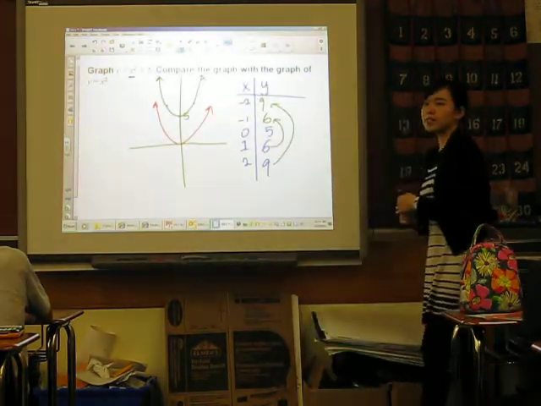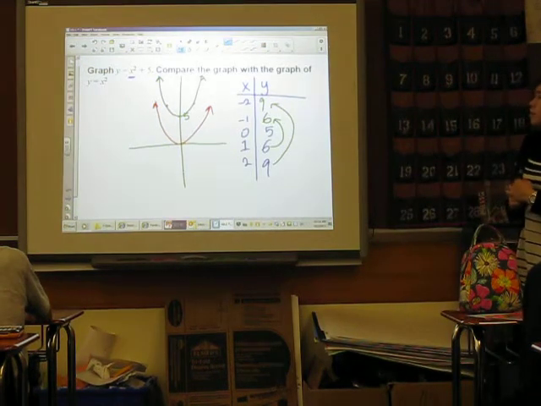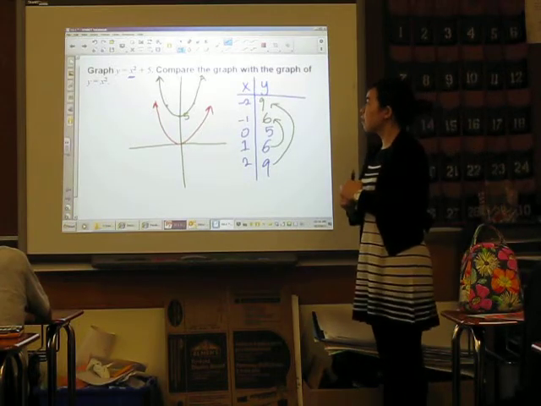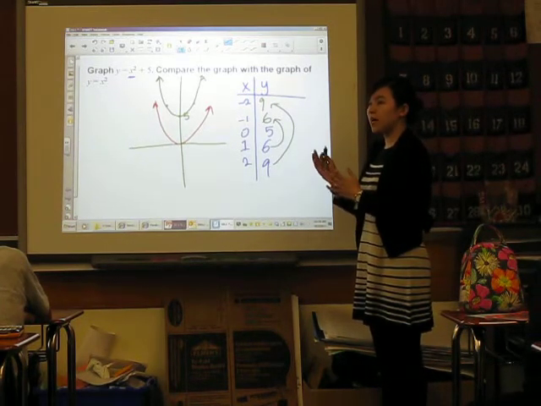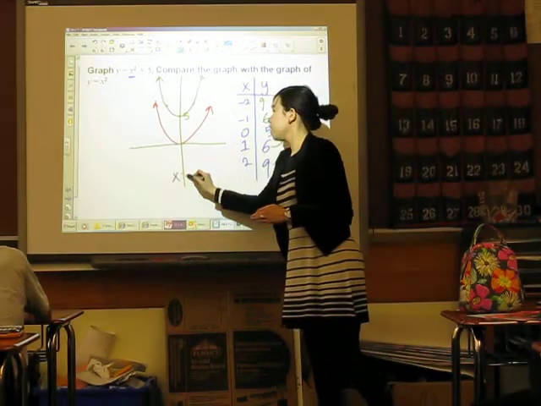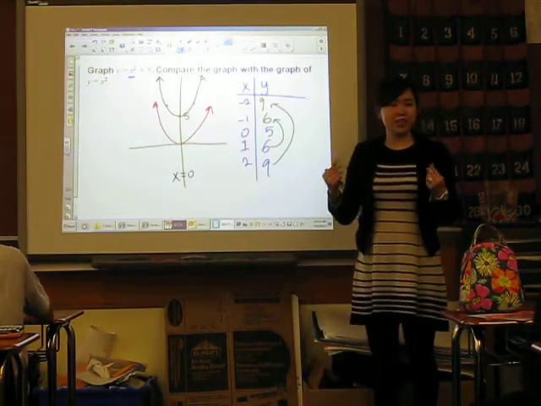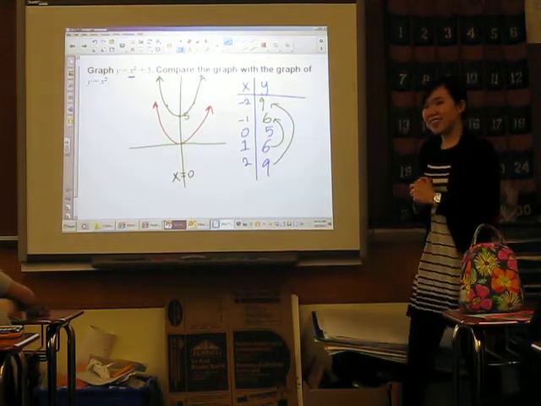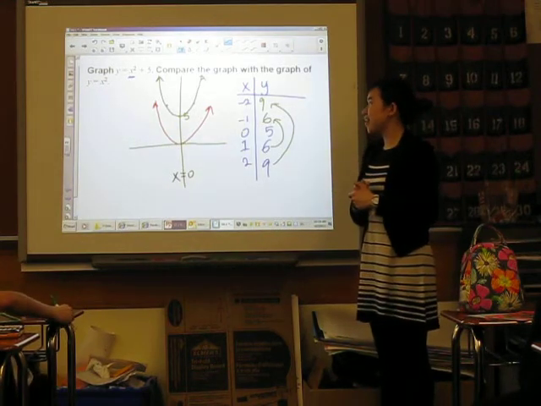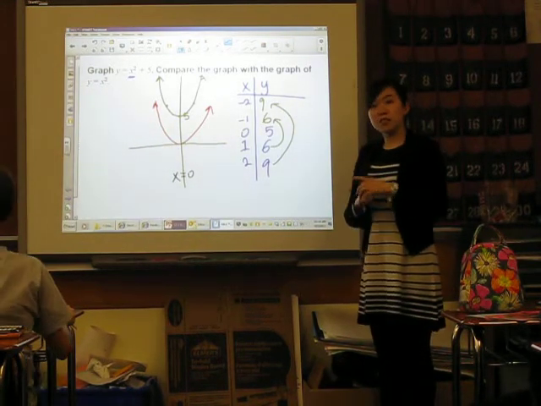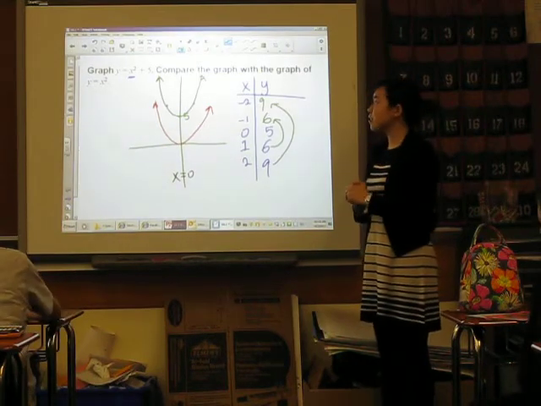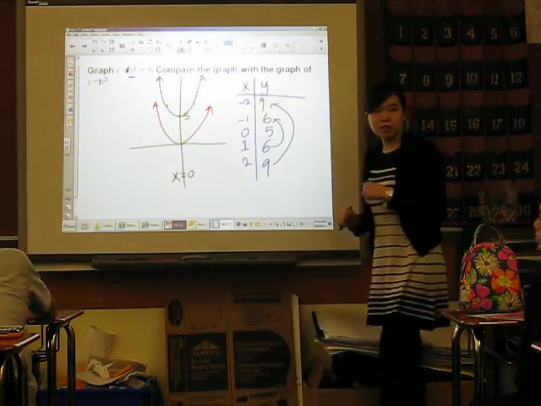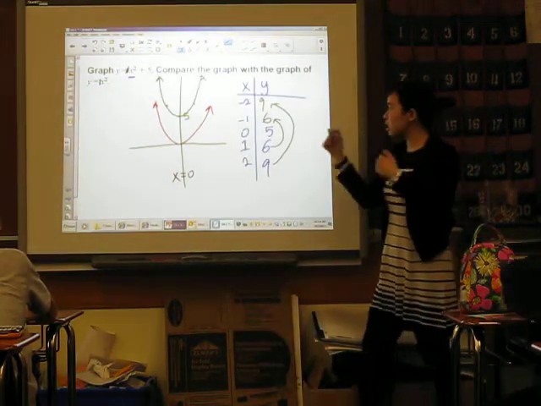My question is, what do they have in common? Nate? They both have the same line of symmetry. Yeah, the same line of symmetry, which is x equals 0. Good job. What other common thing? They're both smiley faces, because they both have 1 as a coefficient. 1 is positive, that's why they are both smiley faces.